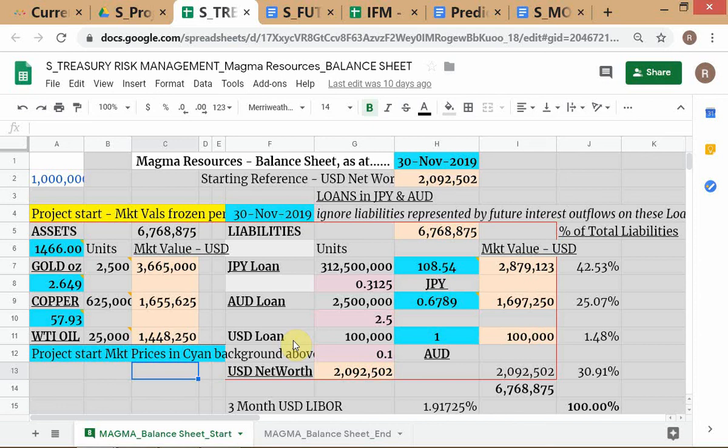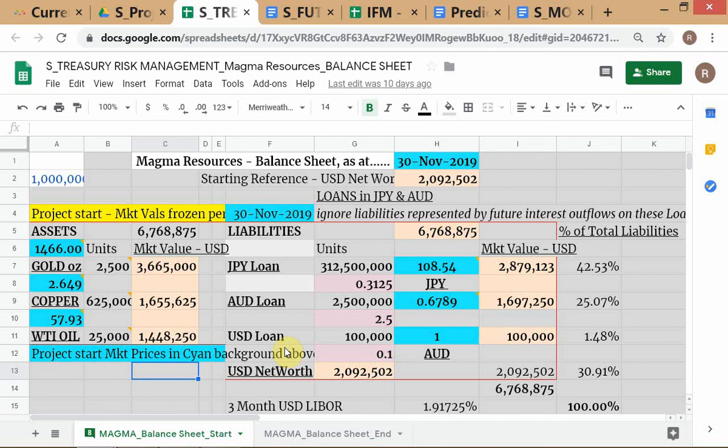In this case, outside liabilities are further split into three loans, one in yen, one in Aussie, and one in dollars. Don't worry about the amounts, just focus on the qualitative aspects. So we have three loans. The objective here is to introduce all kinds of risk, which you will subsequently manage through your project.